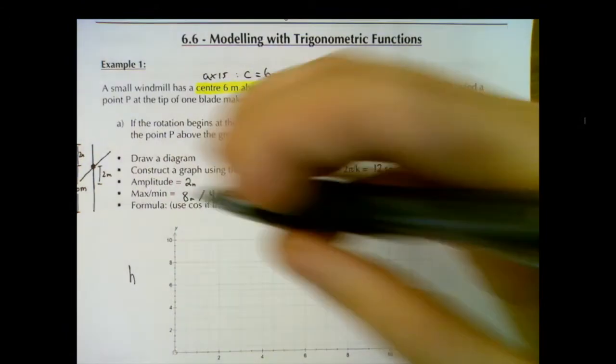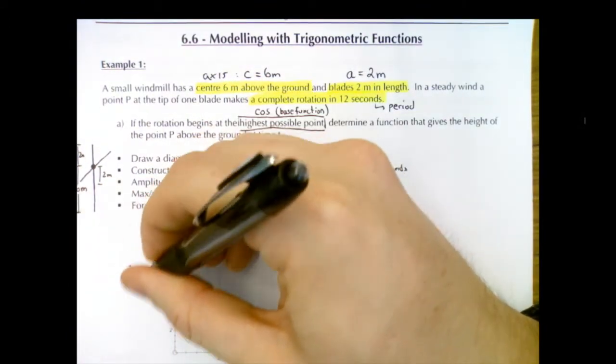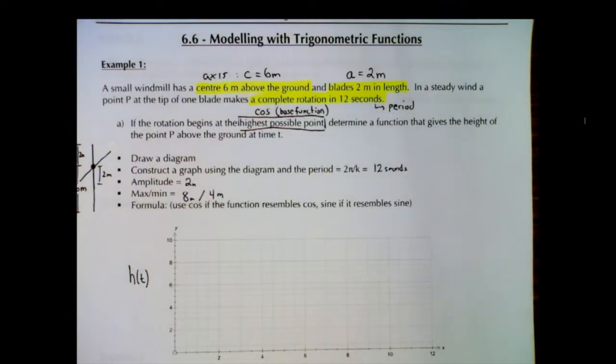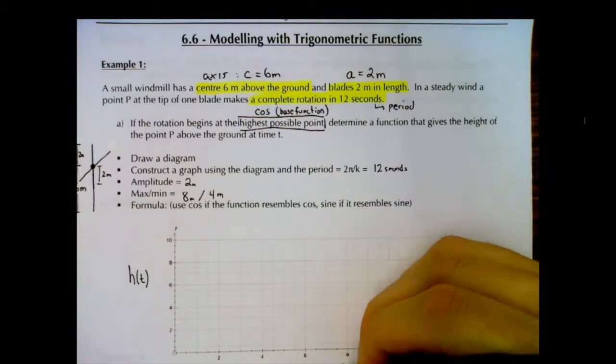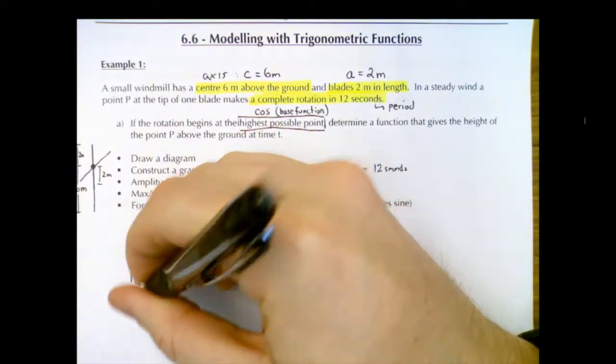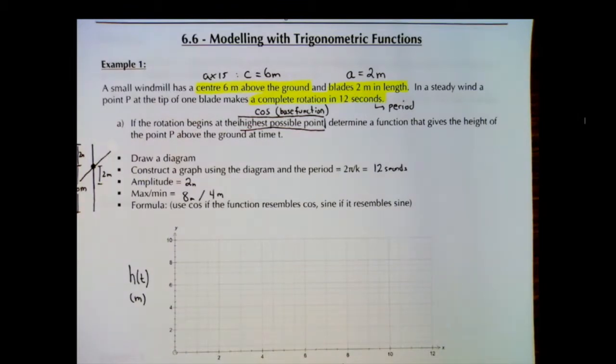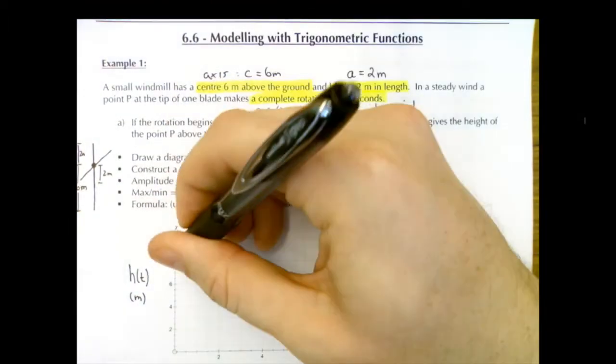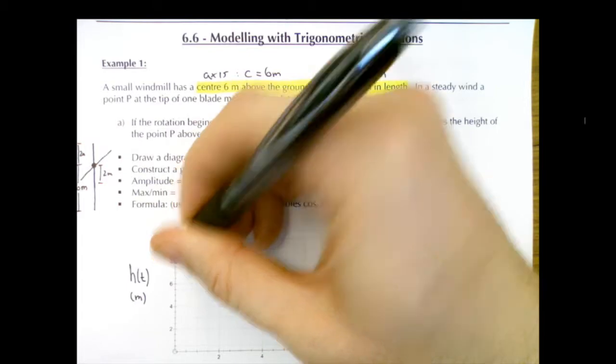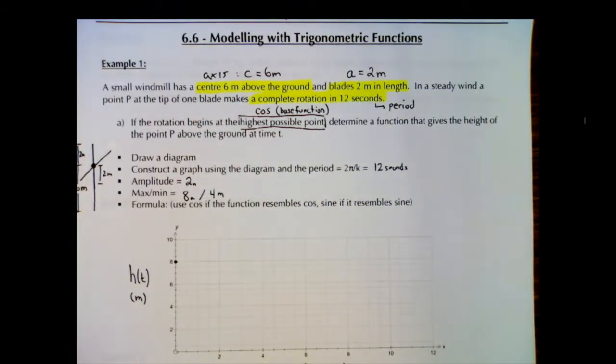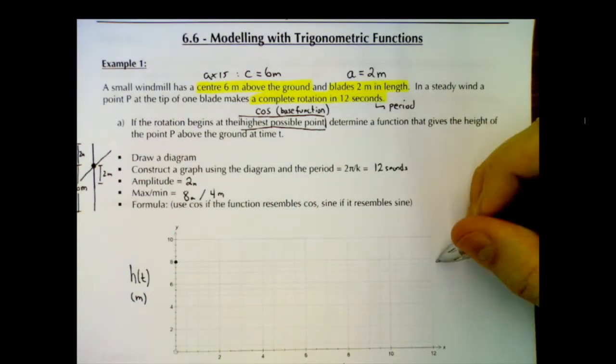So this function is h of t. And we have some heights, and our time is in seconds. Height is in meters. So here we go. Now we can start to graph. Since we know this is going to look like a cosine graph, since we're starting at the highest possible point, we're going to start there at 8. And we know after one complete cycle, 12 seconds, we're going to end up all the way back at 8.